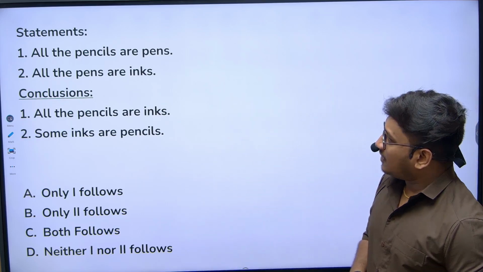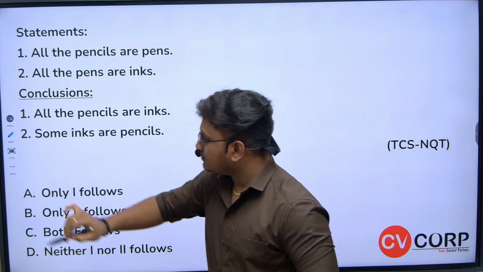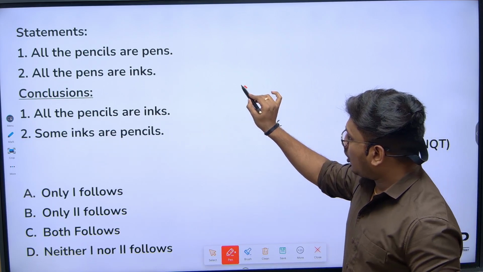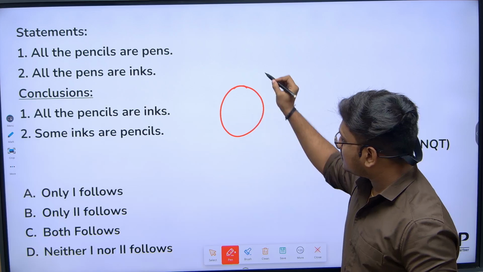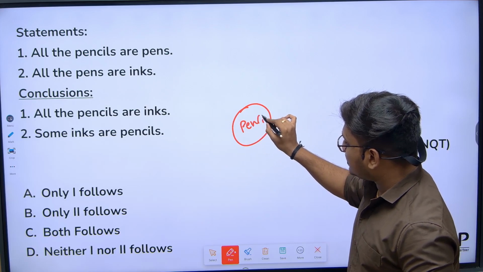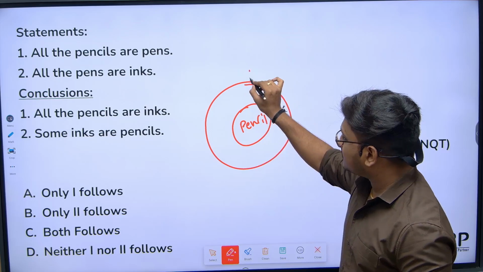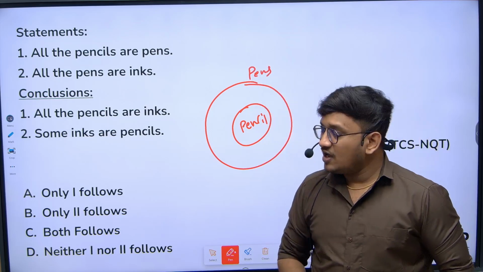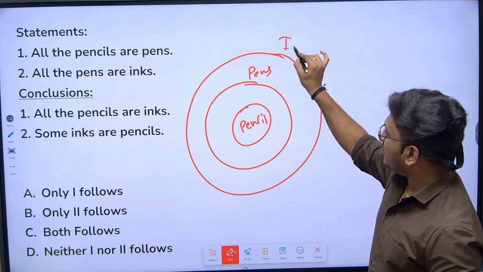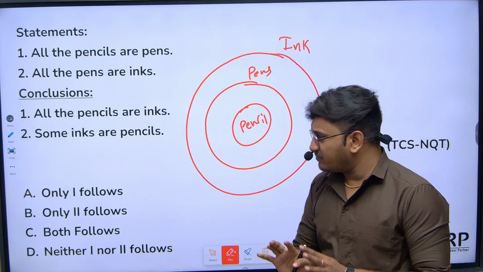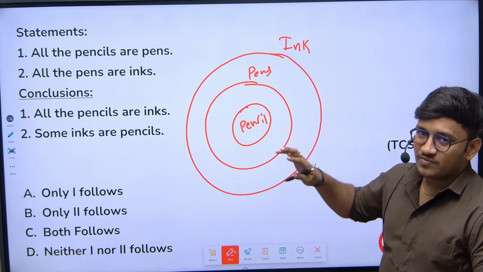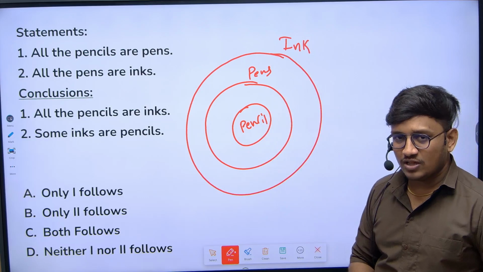All the pencils are pens. You can draw the diagram. Okay, I can say here all pencils, let me draw a bigger circle. All pencils are pens. All the pens are inks. Is that the diagram you have drawn? So the same. If you observe, all pencils are pens, all pens are inks, so it will be like one after the other, all three circles.